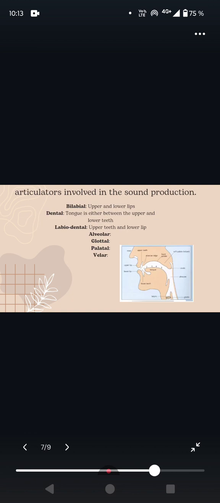So let's talk about the articulators involved in sound production. Look here: bilabial is the upper and lower lips. Dental, the tongue is either between the upper and lower teeth. Labiodental, upper teeth and lower lip, and we have alveolar, glottal, palatal, and velar. So as you can see here, these are the articulators involved in sound pronunciation.